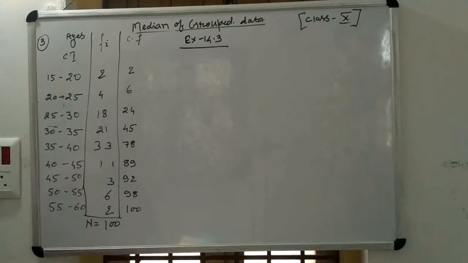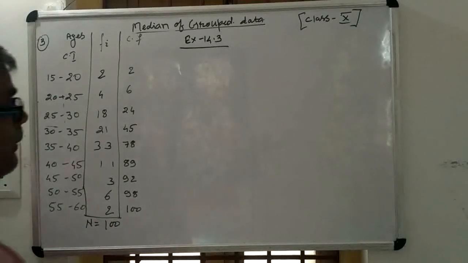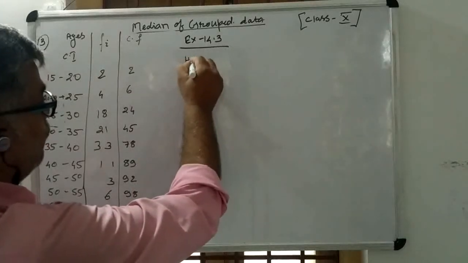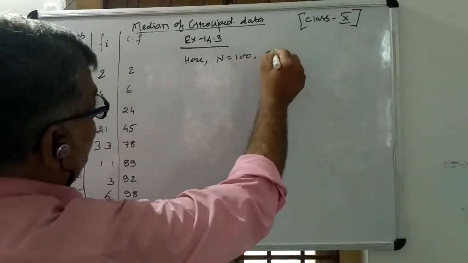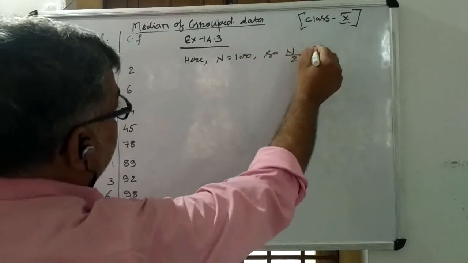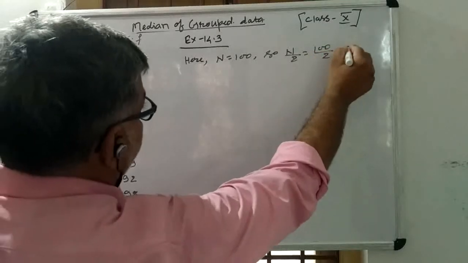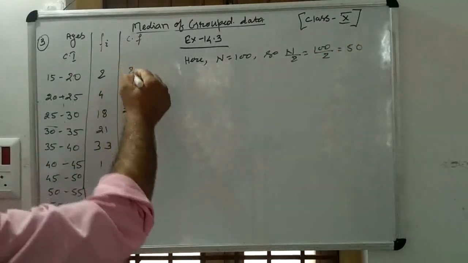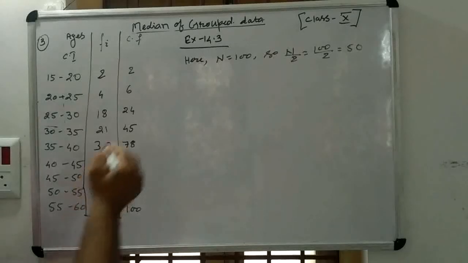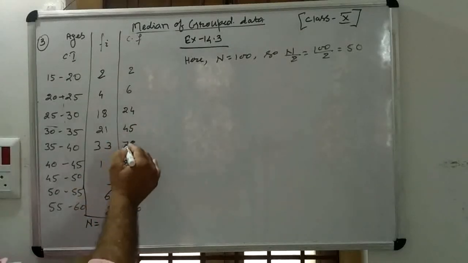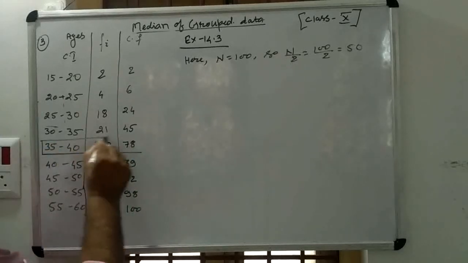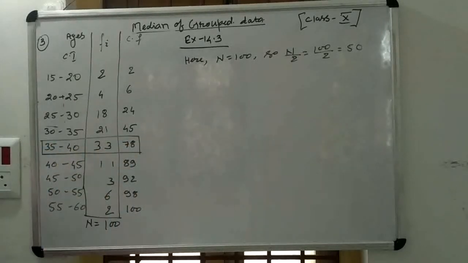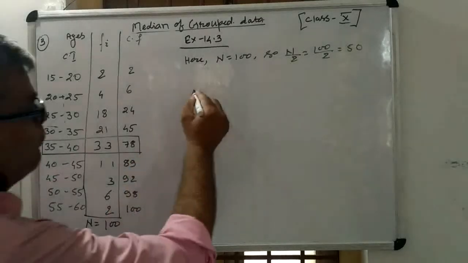Now we have to find its median class. So here you write n equals 100. So n by 2 will be 100 by 2, that is 50. Now you have to see in the cumulative frequency table that 50 is more than 45 but less than 78. So this will be your median class, that is 35 to 40.